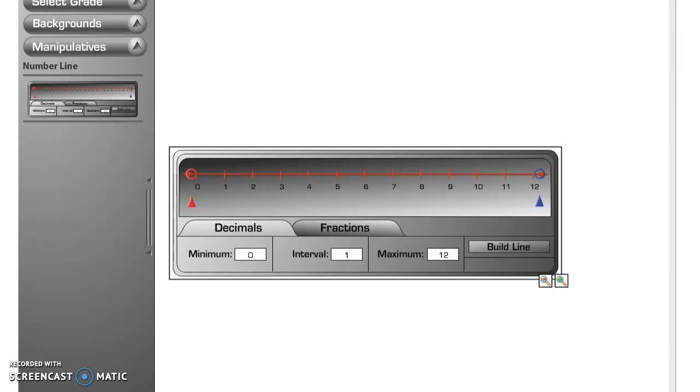Next, I'm going to have you build a number line starting at 0, ending with 12, and I'm going to have you make 3 groups of 4. Make sure to write this on your Post-it and turn it in when you're done.